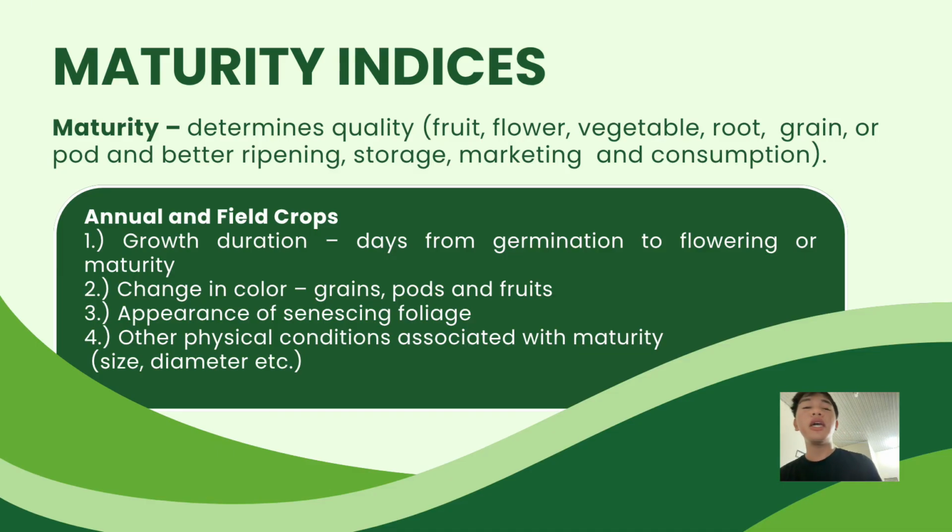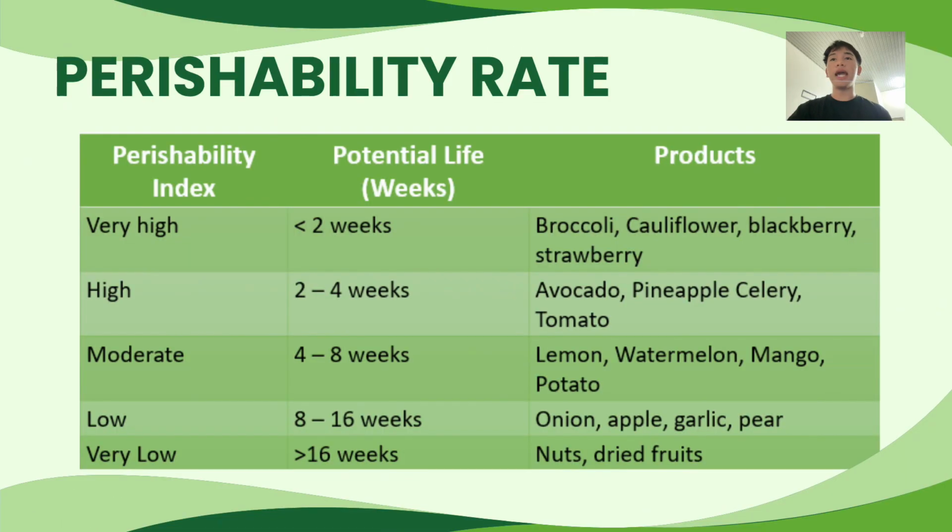Second, change in color, like what I said earlier, the banana going from green to yellow indicates the maturity of our crop. Third, appearance of senescing foliage. Fourth is other physical conditions associated with maturity, such as size and diameter. That is where maturity really matters, guys. So let's go to the next slide.